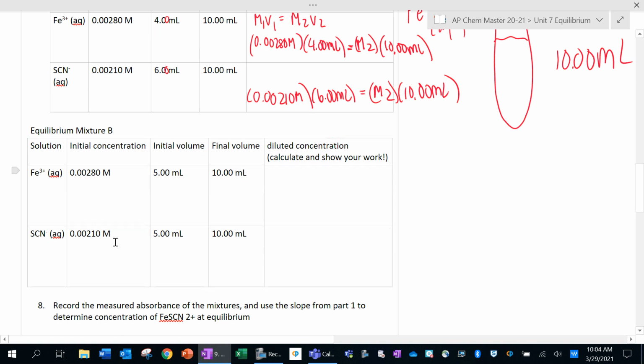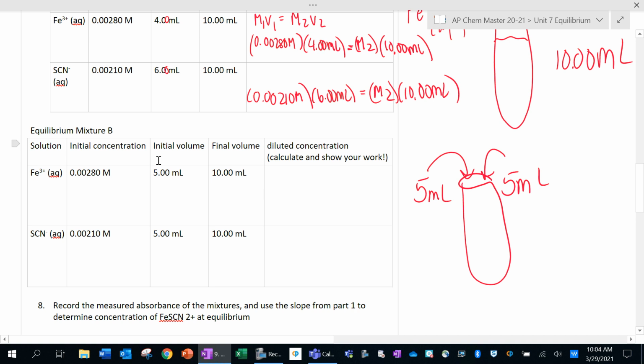We had 2 test tubes that we made. This test tube we made by mixing 5 milliliters of each of the reactants. Since we used different volumes, they're going to have different initial concentrations of reactants in mixture B versus mixture A. So that's step 1, to do those calculations.